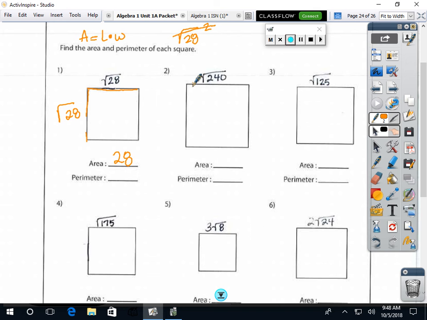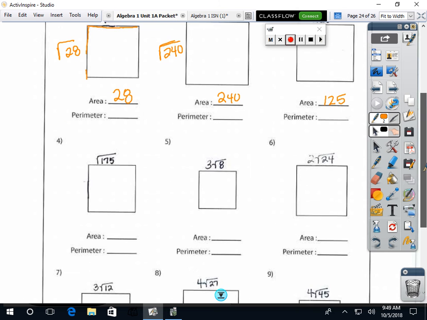And they cancel each other out because they're inverse operations, so it's just 28. So for number 2, if the length of this square is the square root of 240, so is the width. And then what's the square root of 240 times the square root of 240? 240. So what would the area of number 3 be? 125. What would the area of number 4 be?